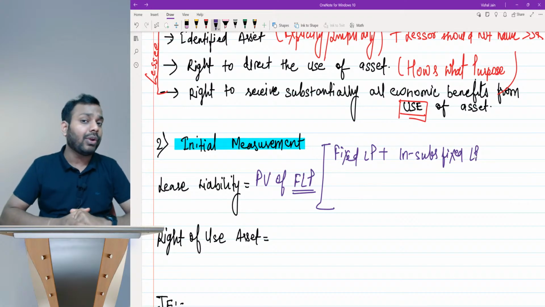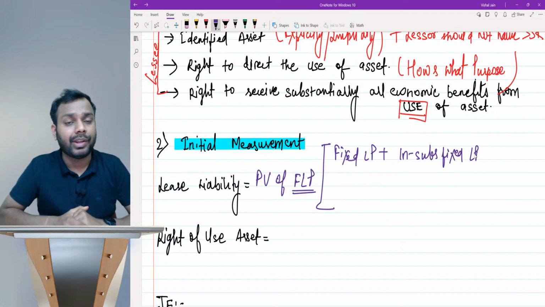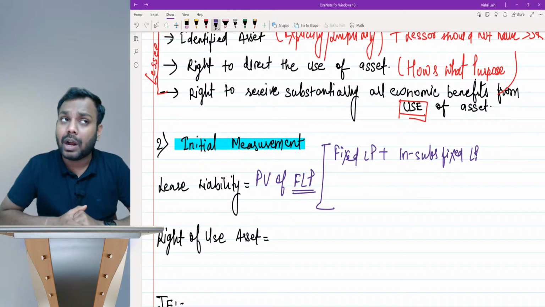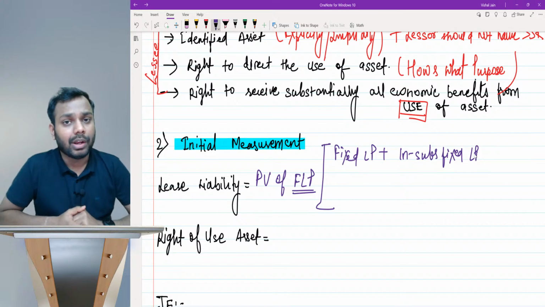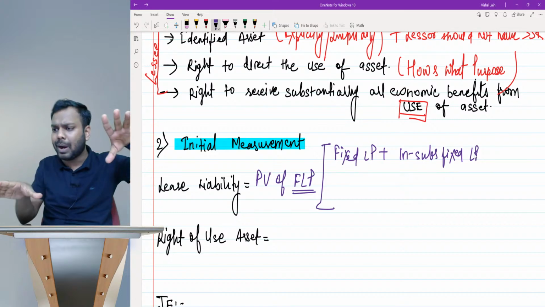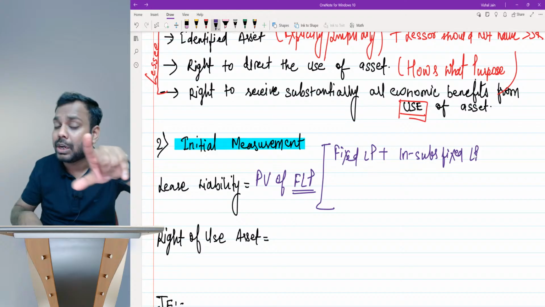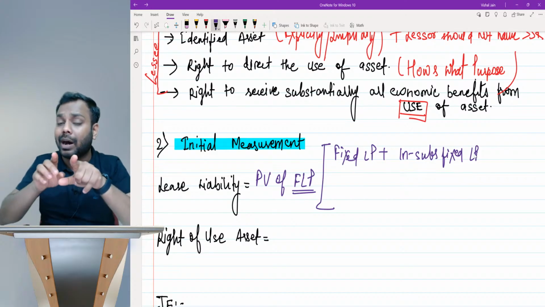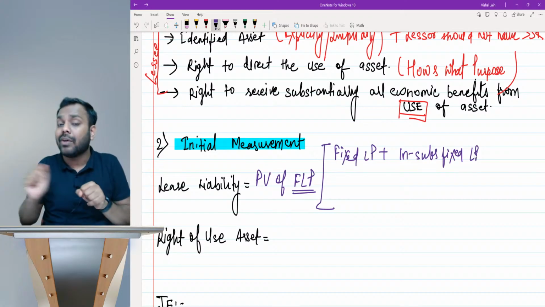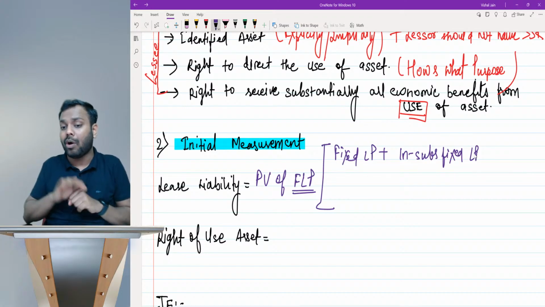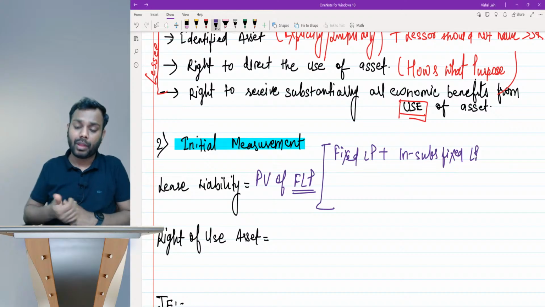If the amount of 20% of cash flow generated from the use of the asset is $24,000, how much will you pay? 24,000. So in all the three amounts, what remains constant? 20,000, right? That is in substance fixed. All others are variable.